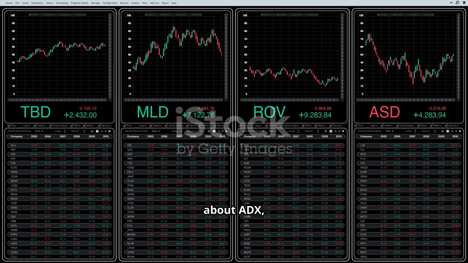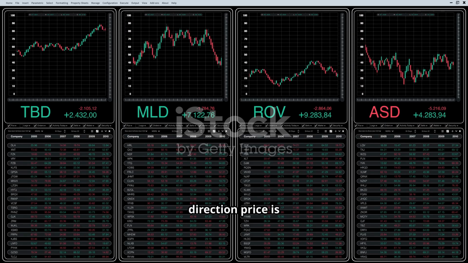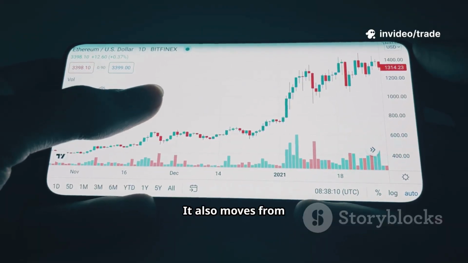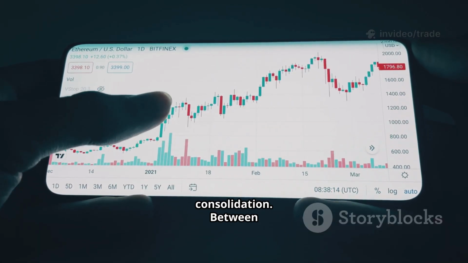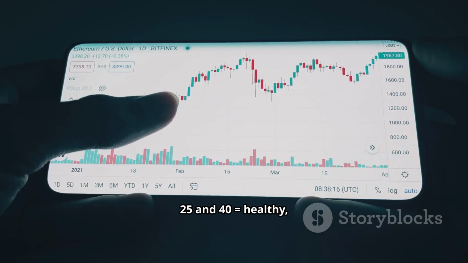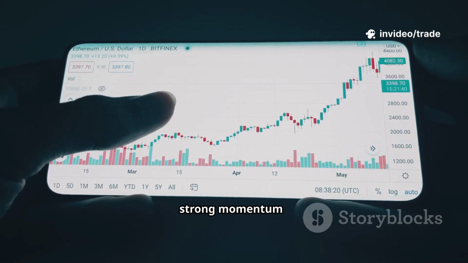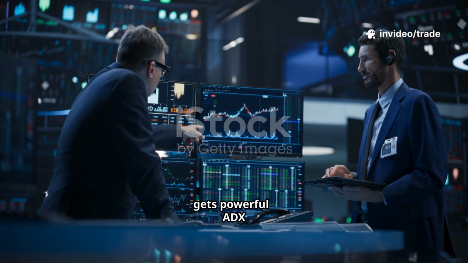Now let's talk about ADX, the Average Directional Index. ADX doesn't tell you which direction price is moving, it tells you how strong the trend is. It also moves from 0 to 100. Below 20 signals a weak trend or consolidation. Between 25 and 40 is a healthy, tradable trend. Above 40 is strong momentum, often trending markets. And here's where it gets powerful.